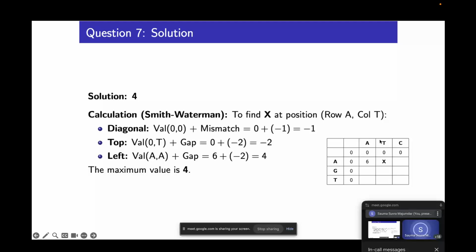Basically what you're saying is, here there is a gap, there is no match here, so you're getting a gap when you're moving from the top, and you're getting a gap when you're moving from the left. The only possible match or mismatch comes from the diagonal elements. So this is something that you can remember: when you're moving diagonally, always look for matches or mismatches. If you're moving horizontally, from the top or from the left, it's always a gap.